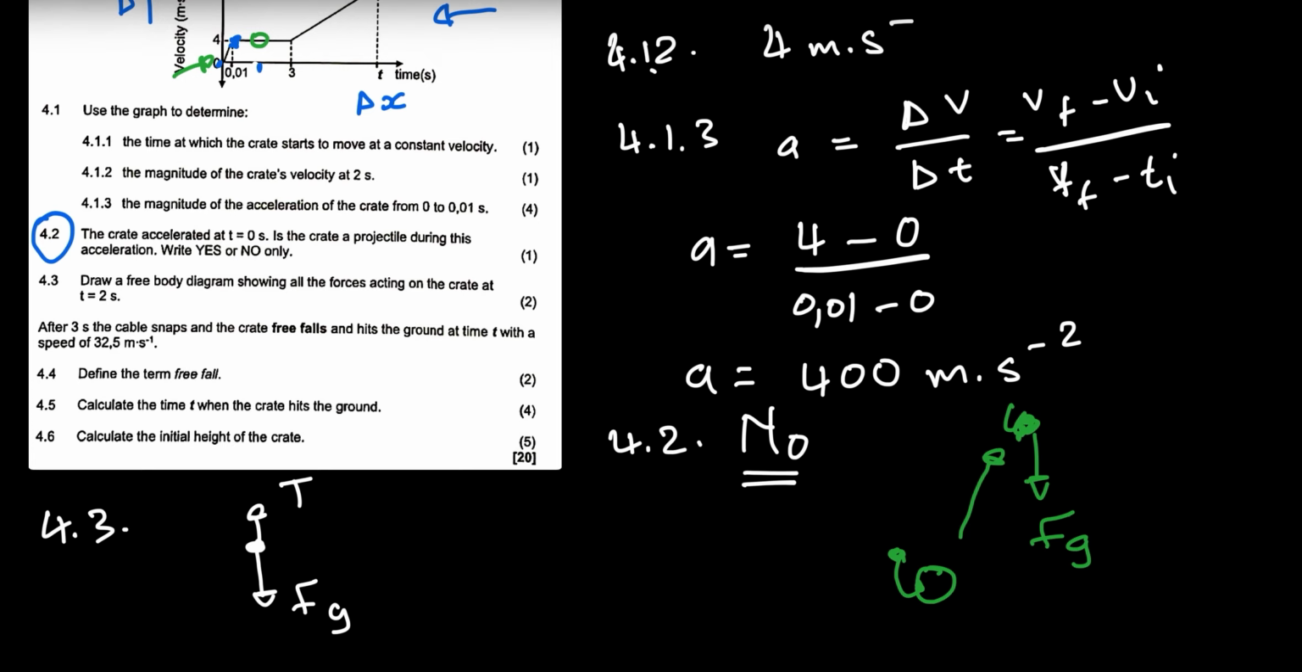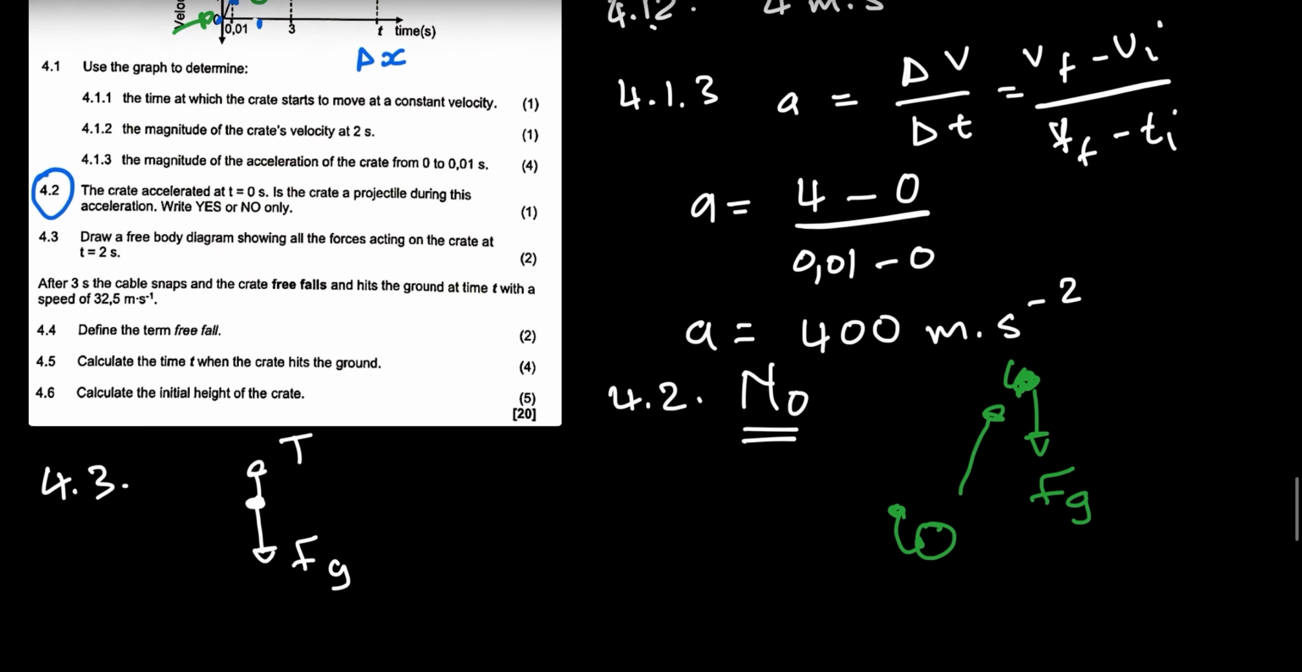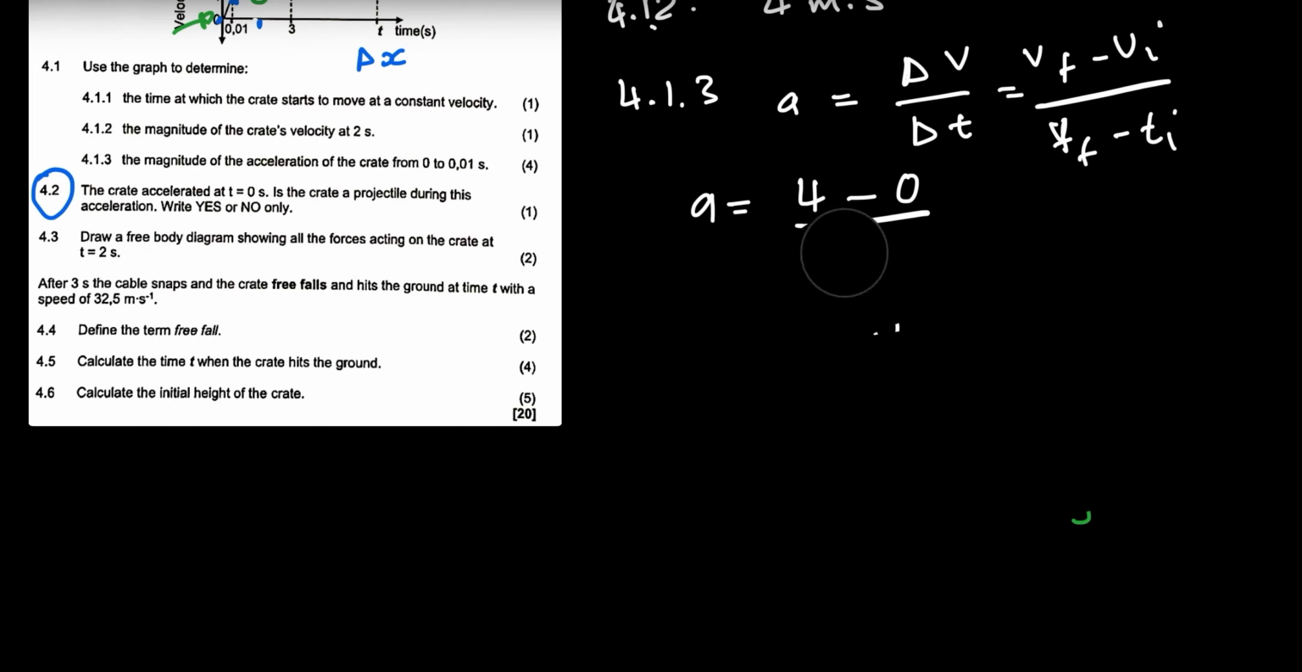And then now we have to read the first statement before we can continue with the question. So this is 4.4. Let me just erase so that we create some space. So now we are going to answer 4.4. But before we answer 4.4, we should read the statement that is given to us. The statement says, after 3 seconds, the cable snaps.